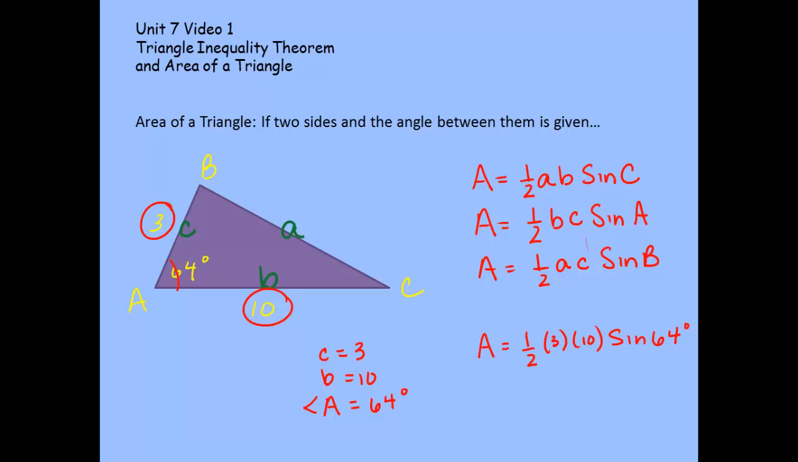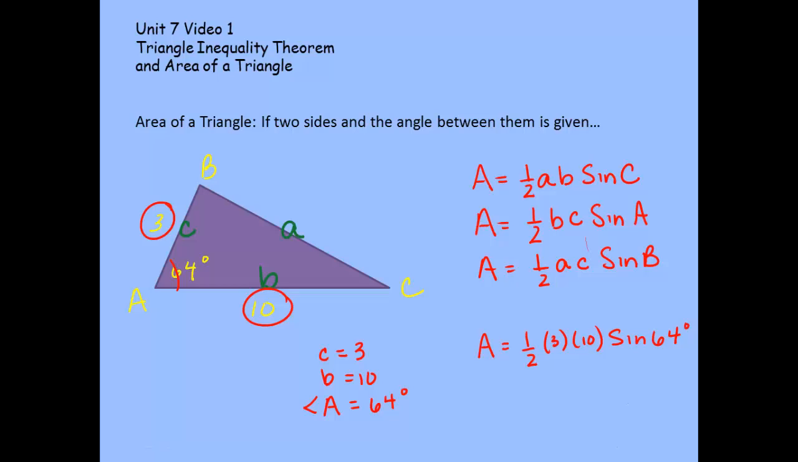Be sure when you go to calculate this that your calculator is in degree mode, since we are using degrees for our angle measure. You'll simply just type that all in carefully. If you want to use 0.5 for the 1/2, of course that will work. So I'm going to calculate this: 0.5 times 3 times 10 times the sine of 64 degrees.